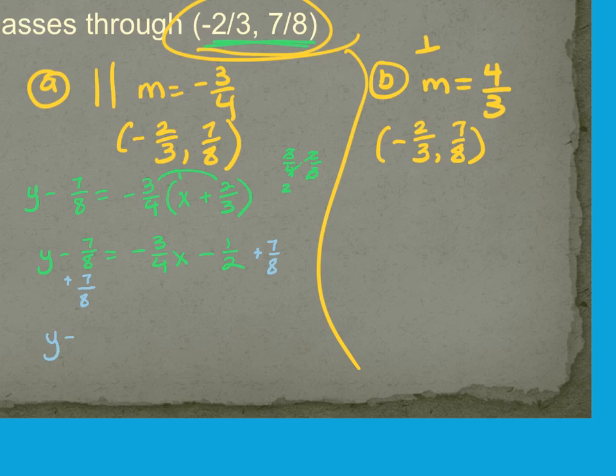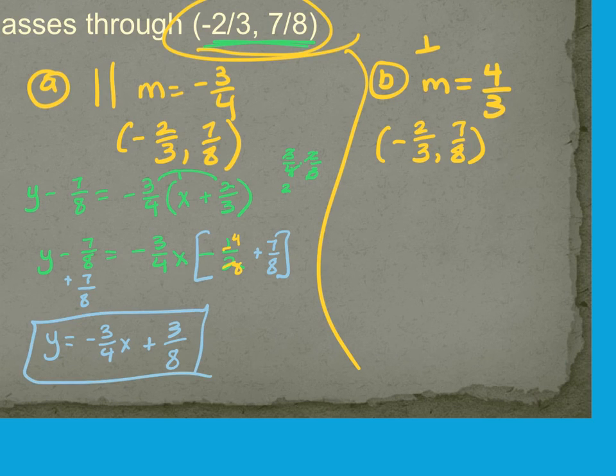And I get y equals negative 3/4 x. Combine these two. So I have to change this. Multiply by 4 and 4. I'd get 4/8. And this is plus 3/8. Do not give me decimals. I want the fractions and I want them simplified. Questions on that one?